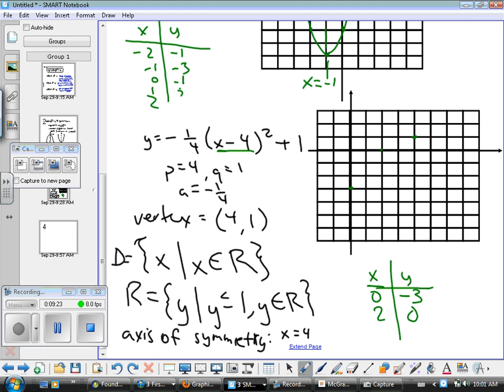And so this is going to look like this. Okay, if this is the axis of symmetry, I can just reflect each of those points to get another point. So this point here is going to have this reflection in the axis of symmetry. This point will have a reflection here. Okay, so we're going to have a nice smooth parabola opening down.